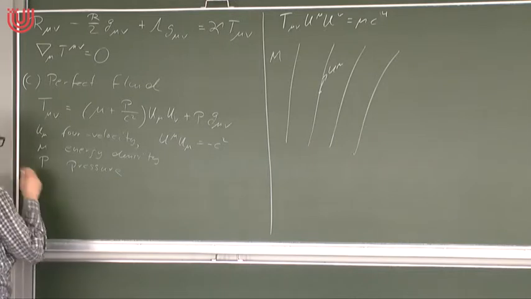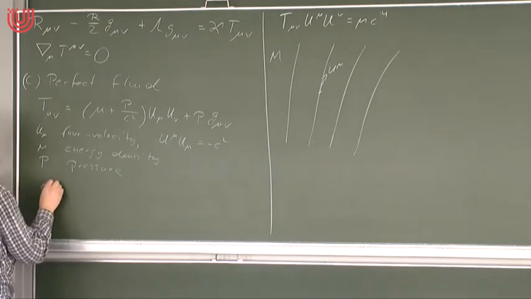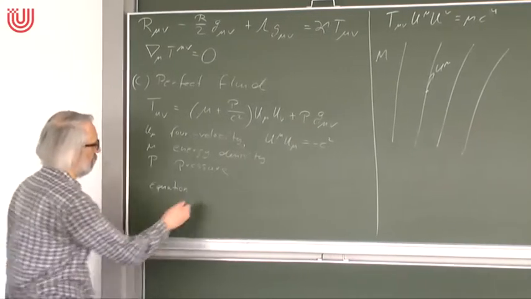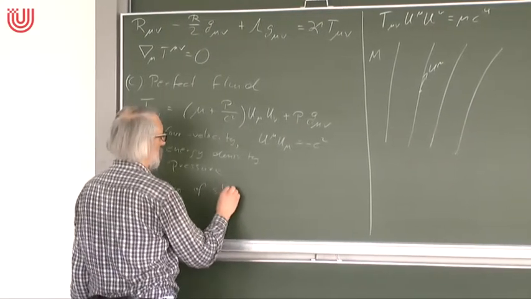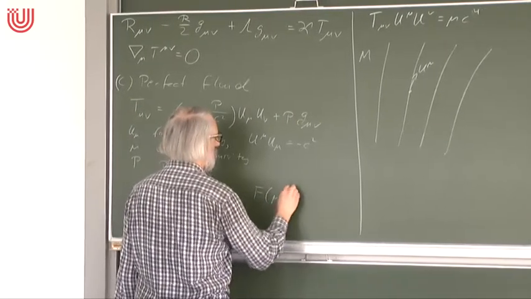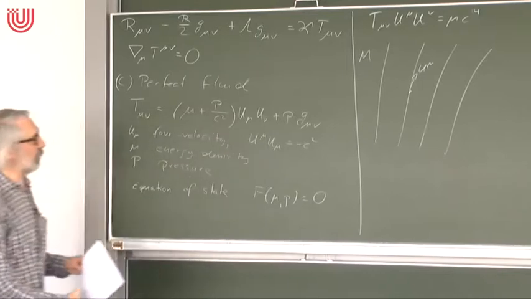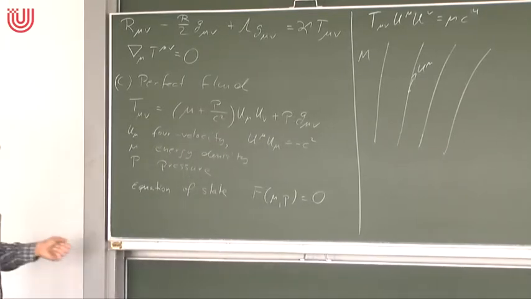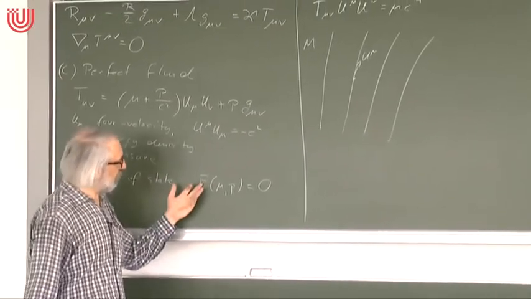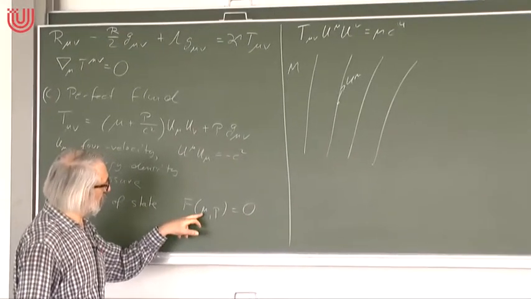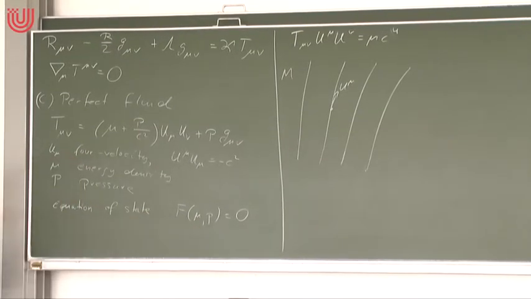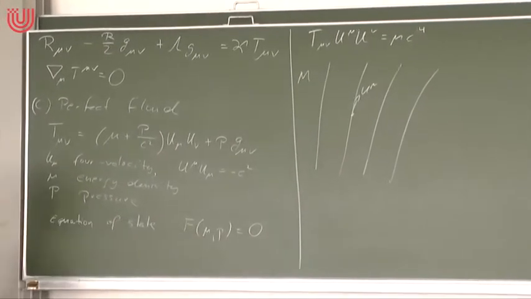And then we usually need an equation of state in order to have a determined system. An equation of the form f of P and mu is 0. So they should be related in a certain way. And we will usually assume equations of state of the form that the density at a certain point fixes the pressure at a certain point. So there are no other tensor fields involved in this equation.